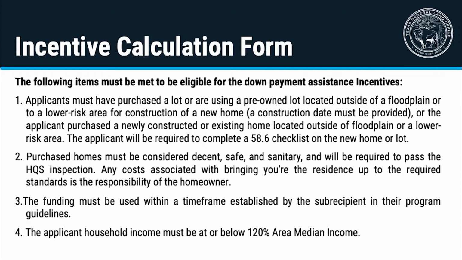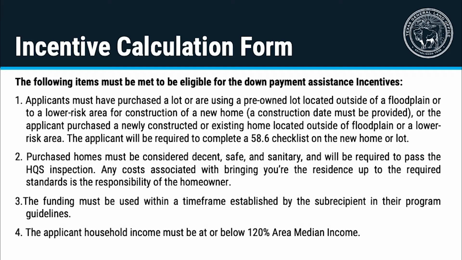The following items must be met to be eligible for the down payment assistance incentives. Applicants must have purchased a lot or are using a pre-owned lot located outside of a floodplain or in a lower risk area for construction of a new home. A construction date must be provided. Or the applicant purchased a newly constructed or existing home located outside of a floodplain or a lower risk area. The applicant will be required to complete a 58.6 checklist on the new home or lot.